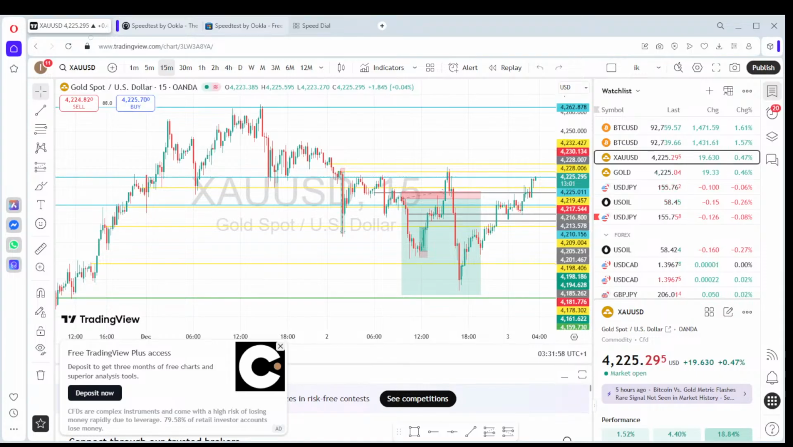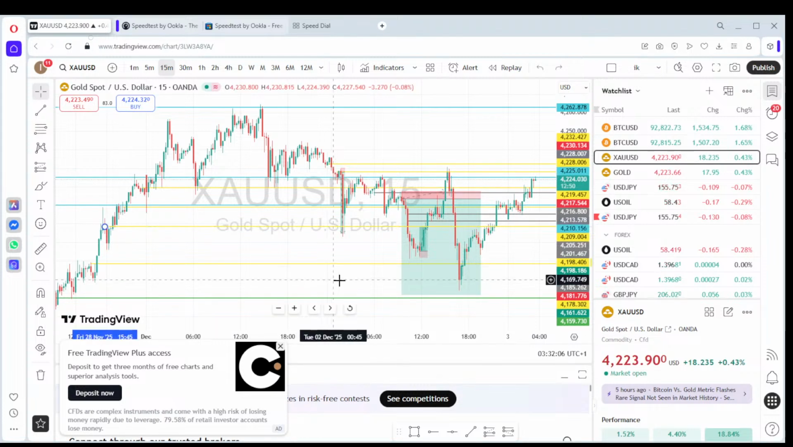So we should be live now, right? We talked about this in the previous live stream. We're live here and we discussed. You see, this instrument, gold, just behaved exactly how we described it was going to behave.